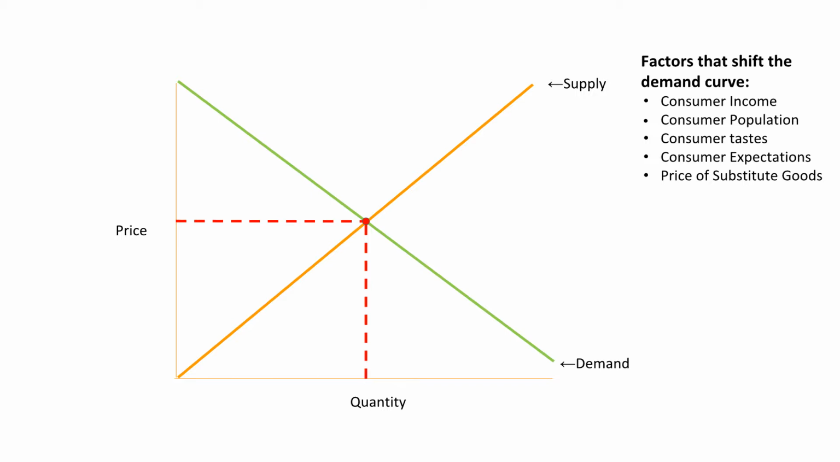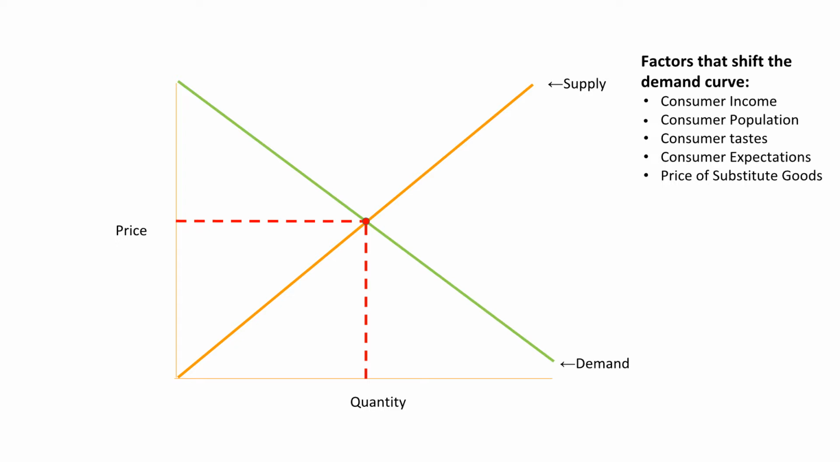The consumer demand for a good or service is based on 5 things: consumer income, or how much money consumers have to spend on goods and services, the population of consumers that can be supplied, consumer tastes, or the things that consumers value most, consumer expectations for future price changes, and, finally, the cost of alternative or substitute goods.